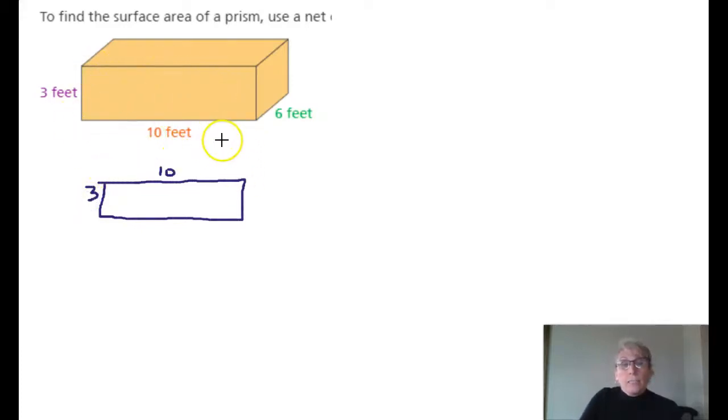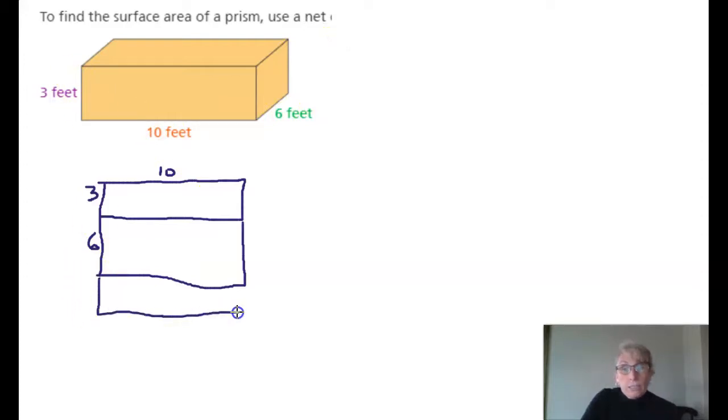Now the bottom is 10 by 6. So the bottom would fold right from this edge here. It's going to be a little bit bigger. And this would be 6 over here. And then the back side is going to be the 10 by 3, same as the front. So my next rectangle would look like this. Sorry, it's a little sloppy. And then that would be the 10 by 3.